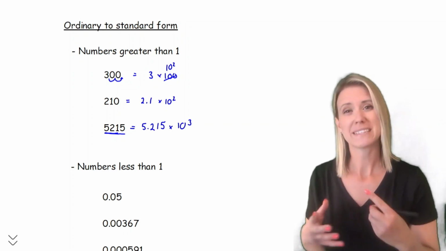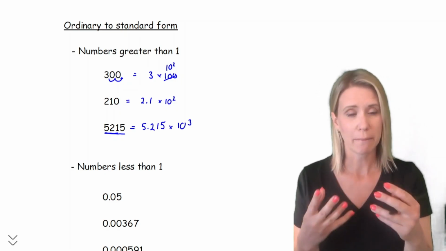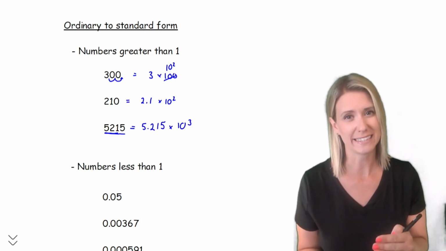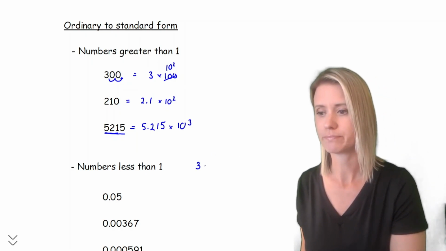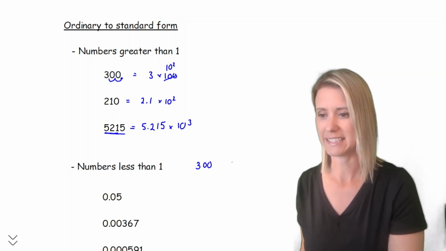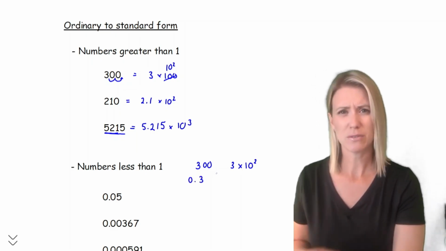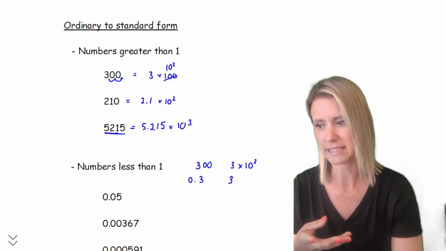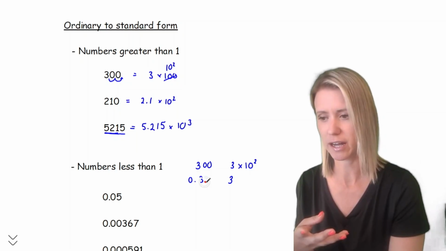Okay, when we've got numbers less than 1 though, we need to think about this a little bit differently. We're aware that multiplying by 10 makes a number bigger. What makes a number smaller is dividing by 10. So if I had the number 300, we know that is 3 multiplied by 10 squared. But what about if I had the number 0.3? Well, I've got to start with the number between 1 and 10. So that's going to be the number 3. My decimal point is going to have moved now to this position after the 3.